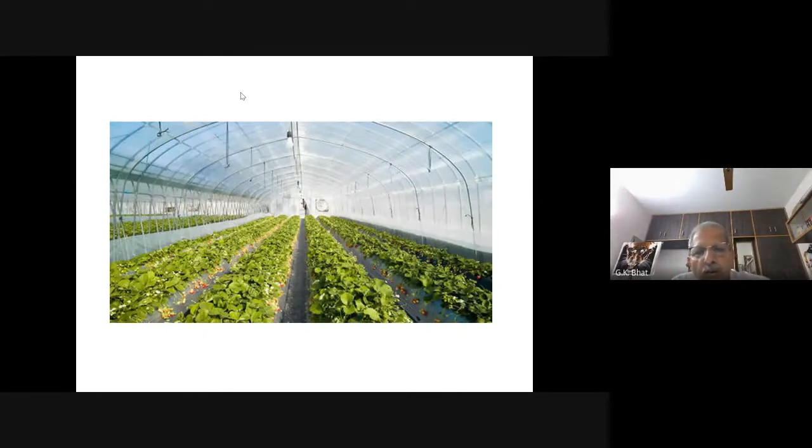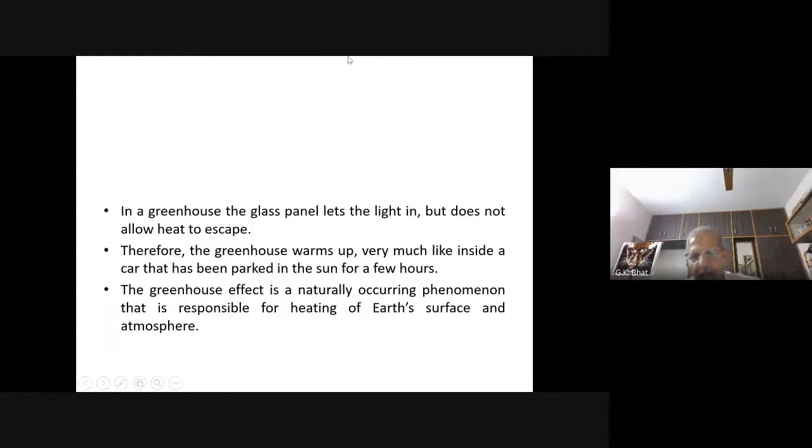Therefore, this is the greenhouse. Remember, agriculture is a different topic. I'll tell later. In a greenhouse, the glass panel lets the light in, but it does not allow heat to escape. This is what I said, greenhouse. It lets the light in, but it does not allow the heat to escape. Therefore, the greenhouse warms up.